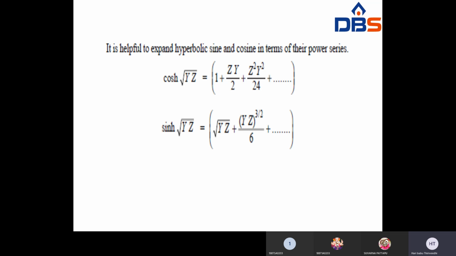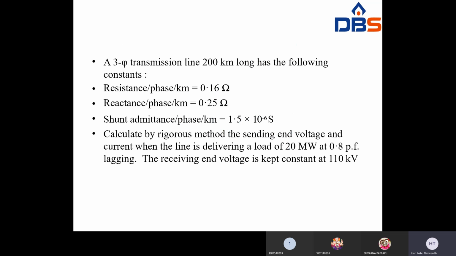Now they have given the receiving end voltage in the problem, right? Already they have given the receiving end voltage, that is equal to 110 kV. Receiving end voltage is kept constant, that is 110 into 10 cube. This is a three phase transmission line, but they have given the resistance, reactance, all the values per phase.